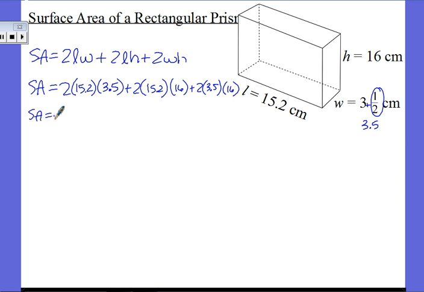So we're going to type in 2 times 15.2 times 3.5 plus 2 times 15.2 times 16 plus 2 times 3.5 times 16. I'm going to double check that because I'm not sure if I did that correct. So type it in one more time.